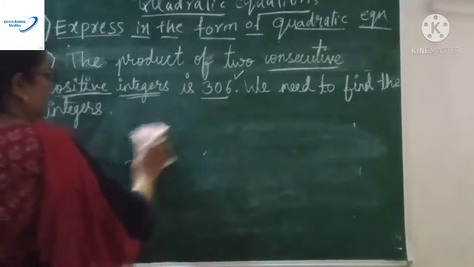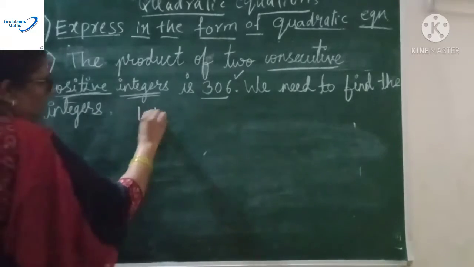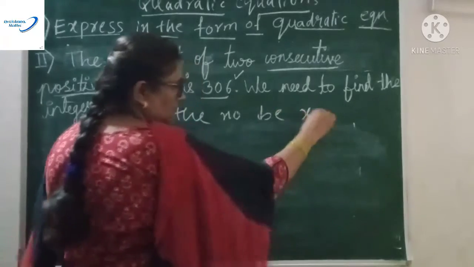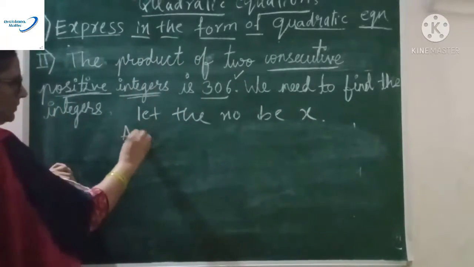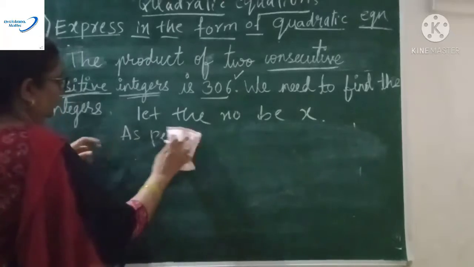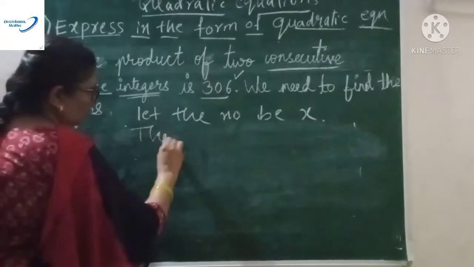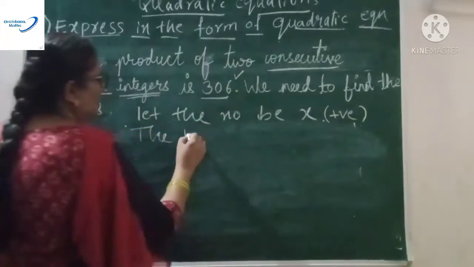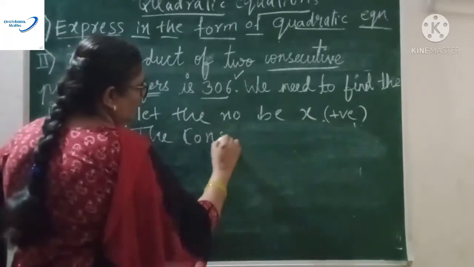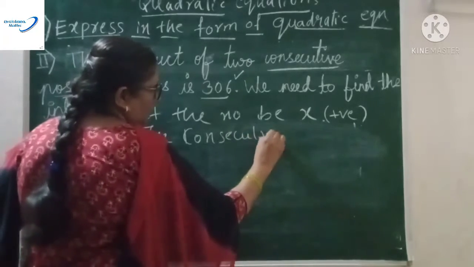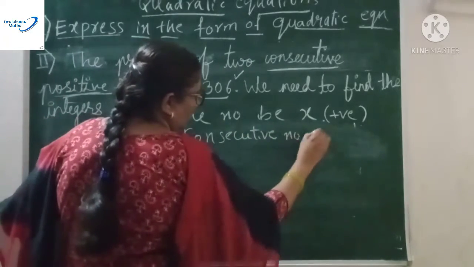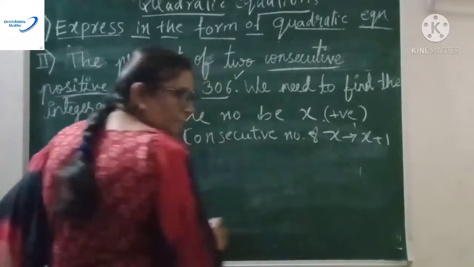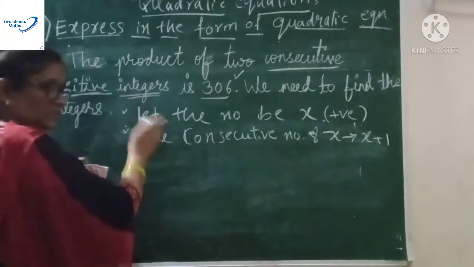So what to write here? Write the statement for this one. Let the number be x. Obviously it is positive. Then the consecutive positive number of x is x plus 1. This is what we must know.